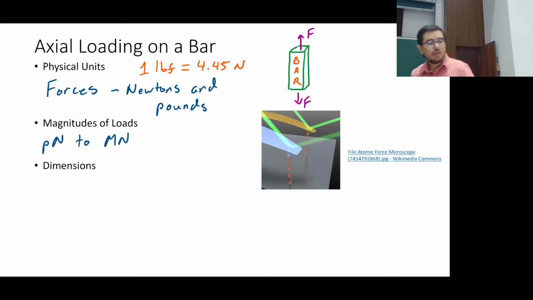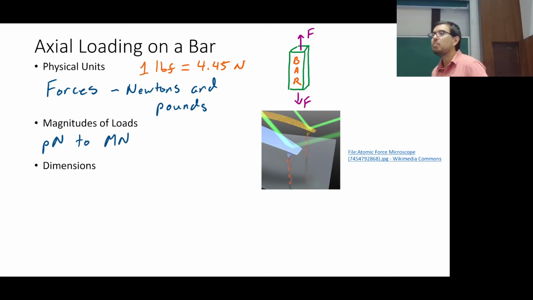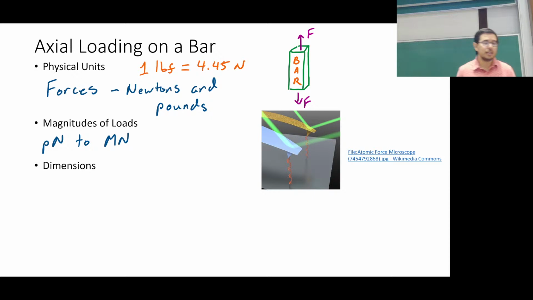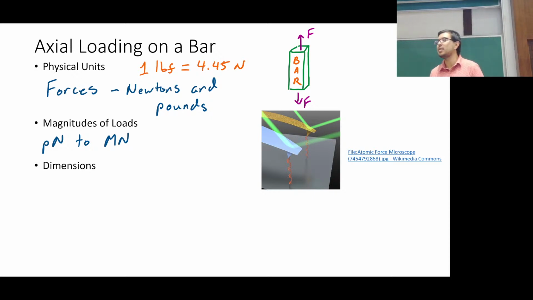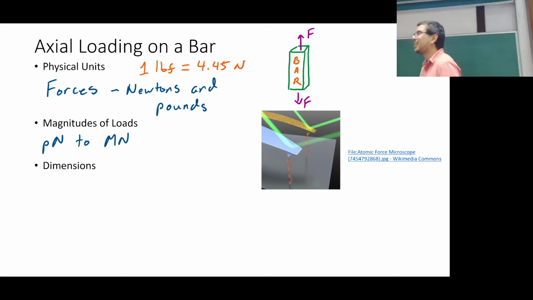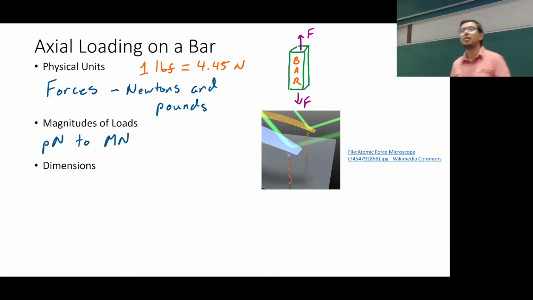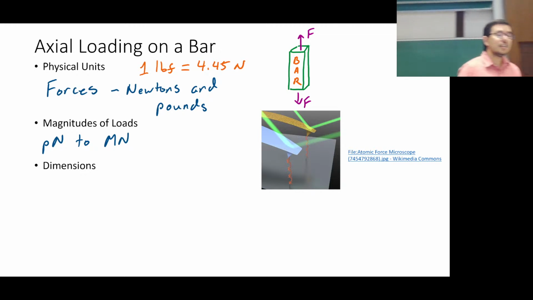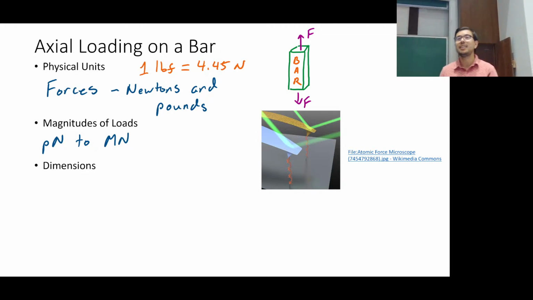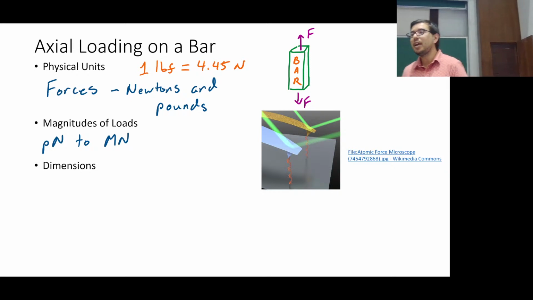We will cover piconewton to meganewton. All right. What is pico? What's that prefix? Negative 12. Okay. And mega? 10 to the 6, right? Okay, good. We're going to have a lot of megas.